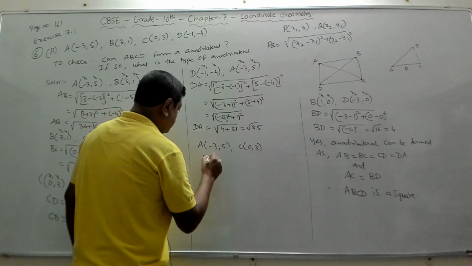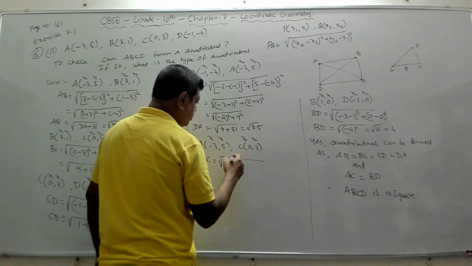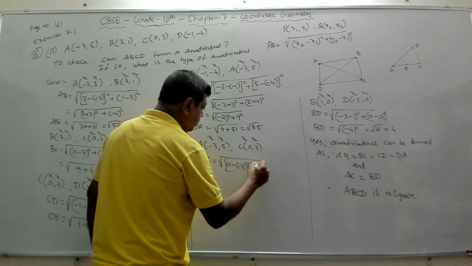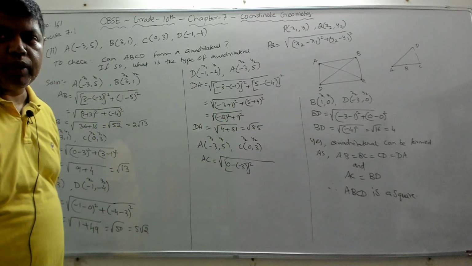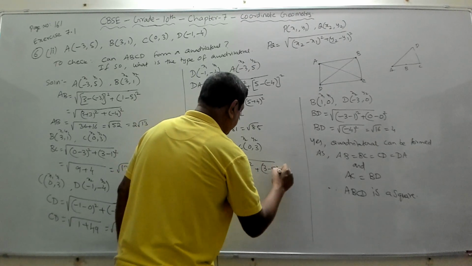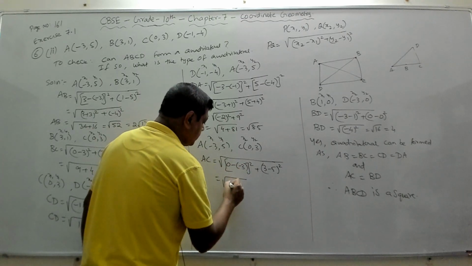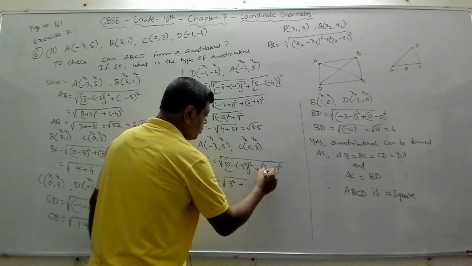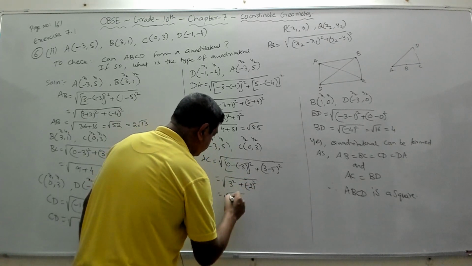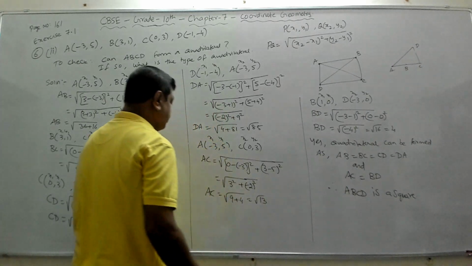So AC is equal to the square root of, this is your x1, y1, x2, y2. So x2 minus x1 the whole square: 0 minus (-3) the whole square, plus y2 minus y1: 3 minus 5 the whole square. That is equal to the square root of 3 squared plus (3 minus 5, which is -2) the whole square. So that gives you the square root of 9 plus 4, which is the square root of 13. So we got AC as square root of 13.